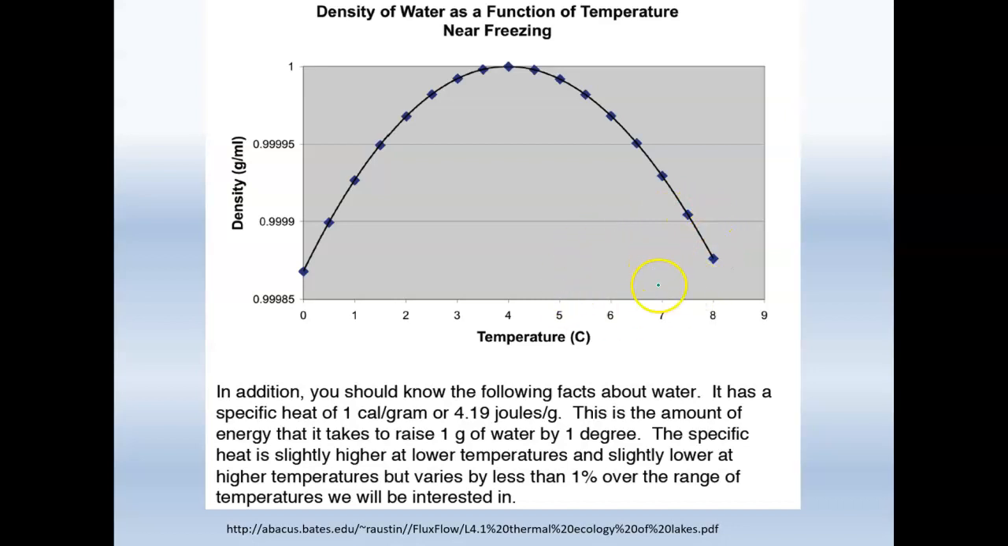So this is a closer look at the temperature-density relationship of water, because later on we're going to study the specific heat of water. And so we're going to define the specific heat as the amount of heat or heat energy that it's going to take to raise 1 gram of water by 1 degree centigrade.